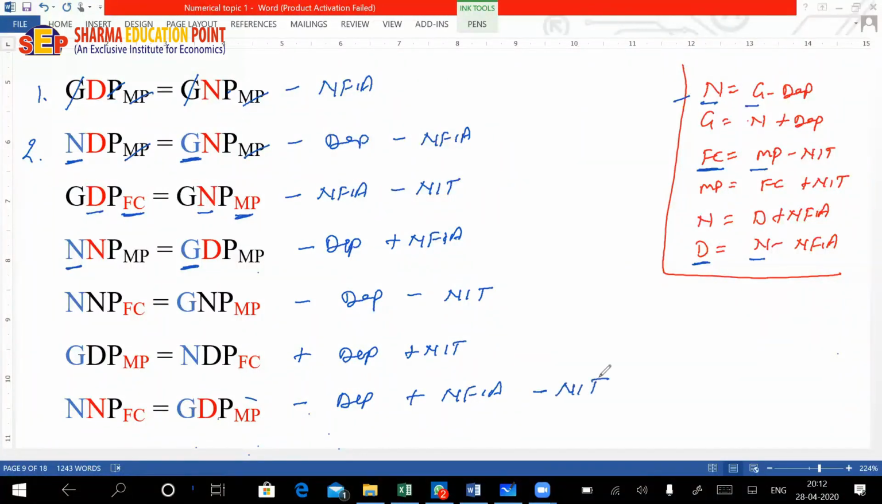So these are the 6 points to convert. I think you have also checked your answer right now, and if you have any problem you can ask me in your class. These are the 6 basic points, and I hope you will be able to understand this topic.